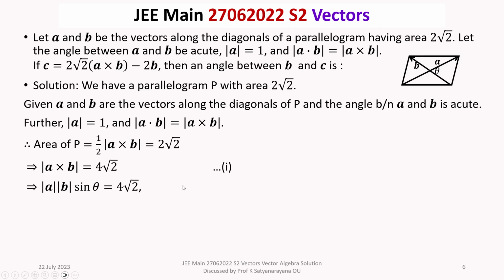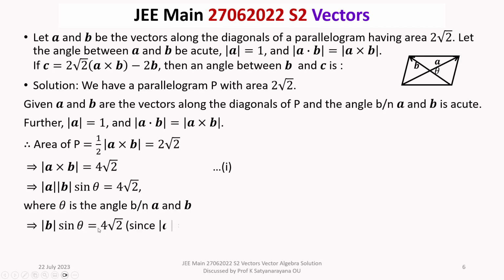Now mod of A is given to be 1. So substituting, where theta is the angle between A and B, which we have already shown in the figure, mod A is 1. Therefore, mod B sin theta is equal to 4 root 2. And that is relation 2, the second relation.